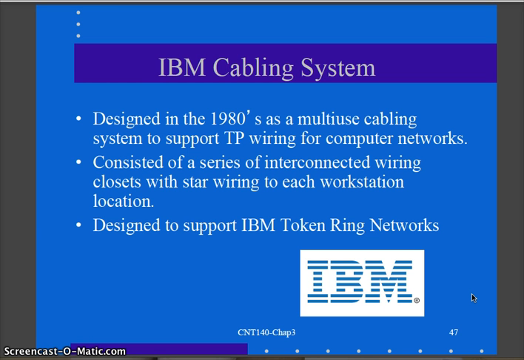So it's kind of one of those: they developed the computers, they developed the networks, they developed the cabling to support their networks to support their computers. So the IBM cabling system was just this. It was their way of supporting their networks and their computers, again designed to support IBM Token Ring networks.